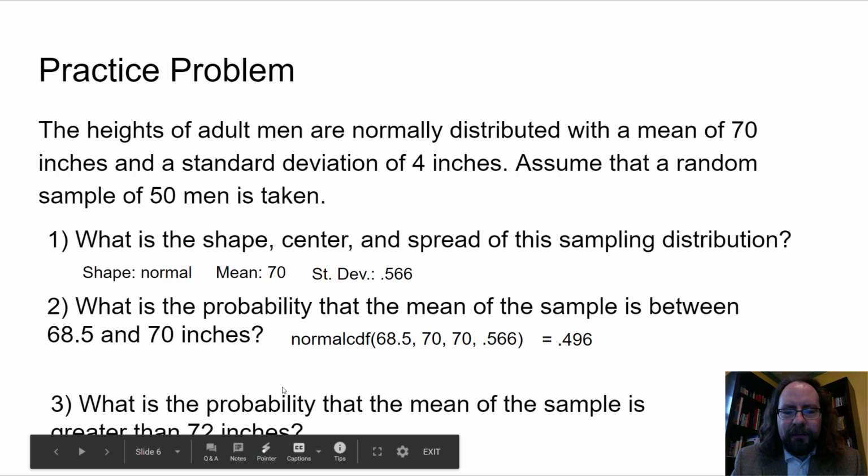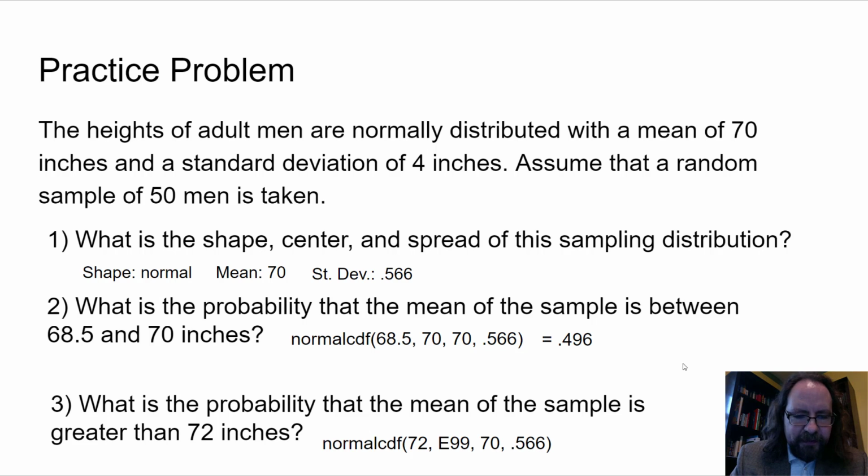Finally, what is the probability that the mean of the sample is greater than 72 inches? And again, that's going to be our normal CDF. Right is positive infinity since it's greater than 72 inches. Our mean is 70, and our standard deviation is 0.566. And that gives us a probability of 0.0002, which is very, very small.